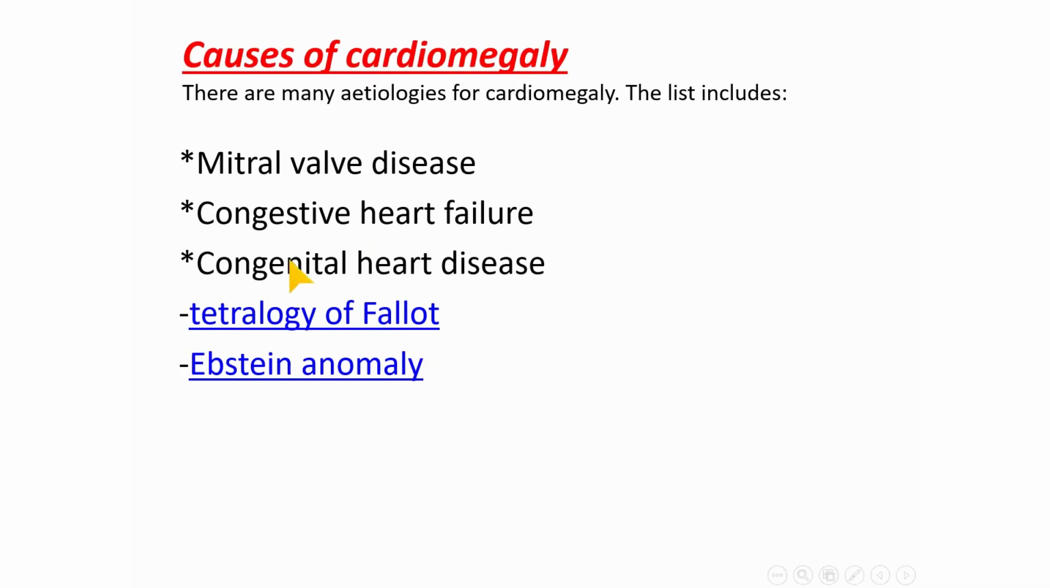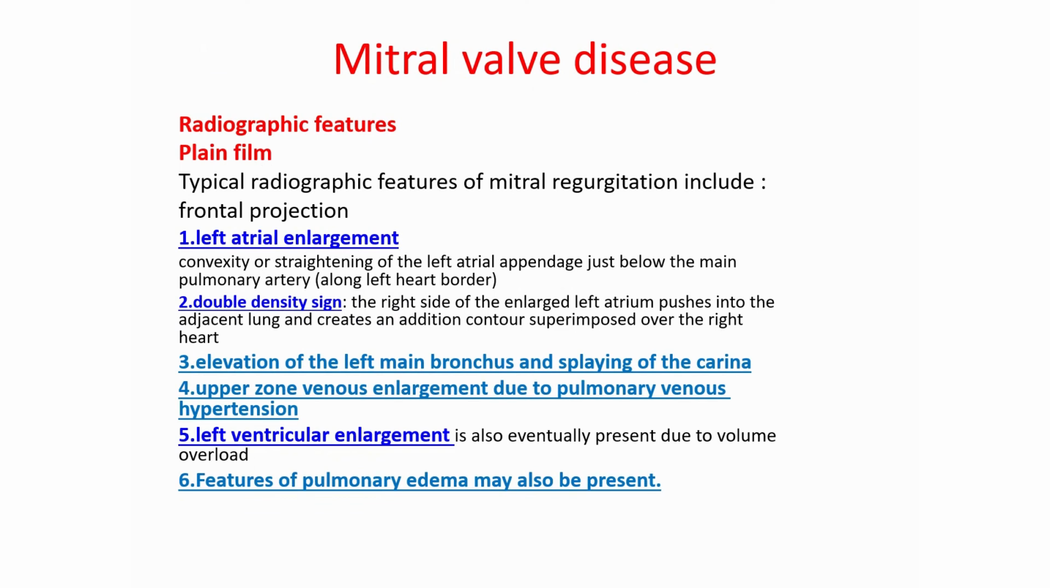Causes of cardiomegaly: we have mitral valve disease, the most common, congestive heart failure, and congenital heart disease, the most common of which is TOF, tetralogy of Fallot, and Ebstein anomaly. Now we talk about the mitral valve disease. Mitral valve disease means we have to take the features of mitral regurgitation.